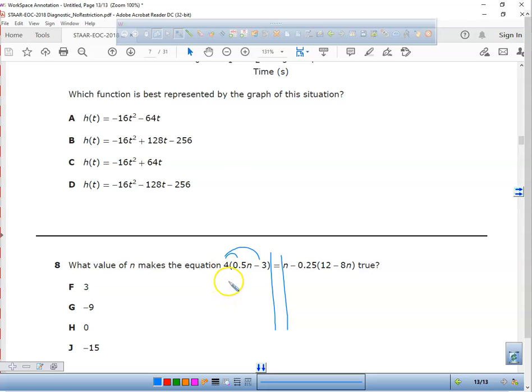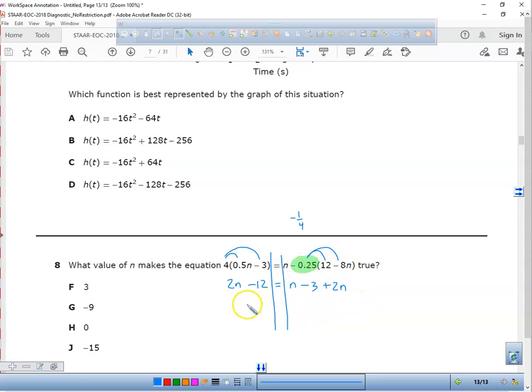What's half of 4? 2. What's 4 times negative 3? Negative 12. If you've already done this, just check your work. If you haven't, then do it. We have an n. If you're wondering what I'm multiplying, see that negative 0.25? Negative 0.25 is like saying negative 1/4, which is like dividing by 4. What's 12 divided by 4? 3. So put minus 3. And what's 8 divided by 4? That's going to be positive, because a negative times a negative is a positive.